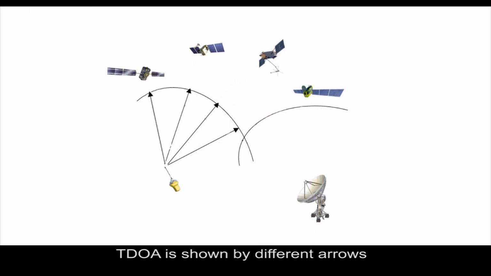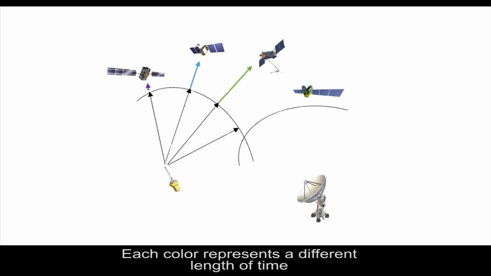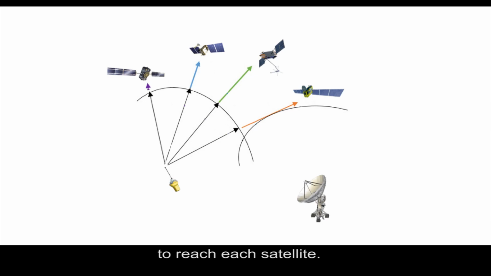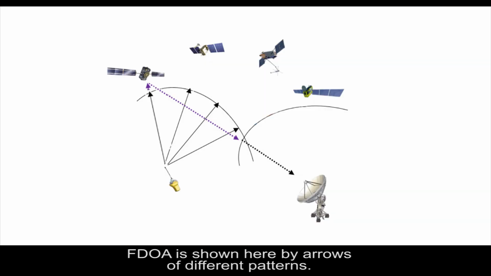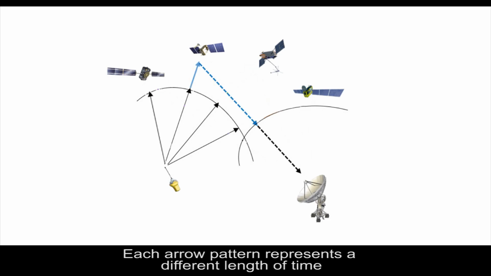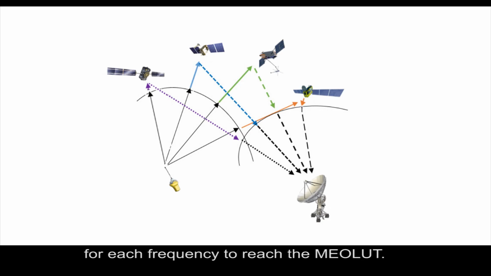TDOA is shown by different arrows of different colors. Each color represents a different length of time to reach each satellite. FDOA is shown here by arrows of different patterns. Each arrow pattern represents a different length of time for each frequency to reach the MEOLUT.